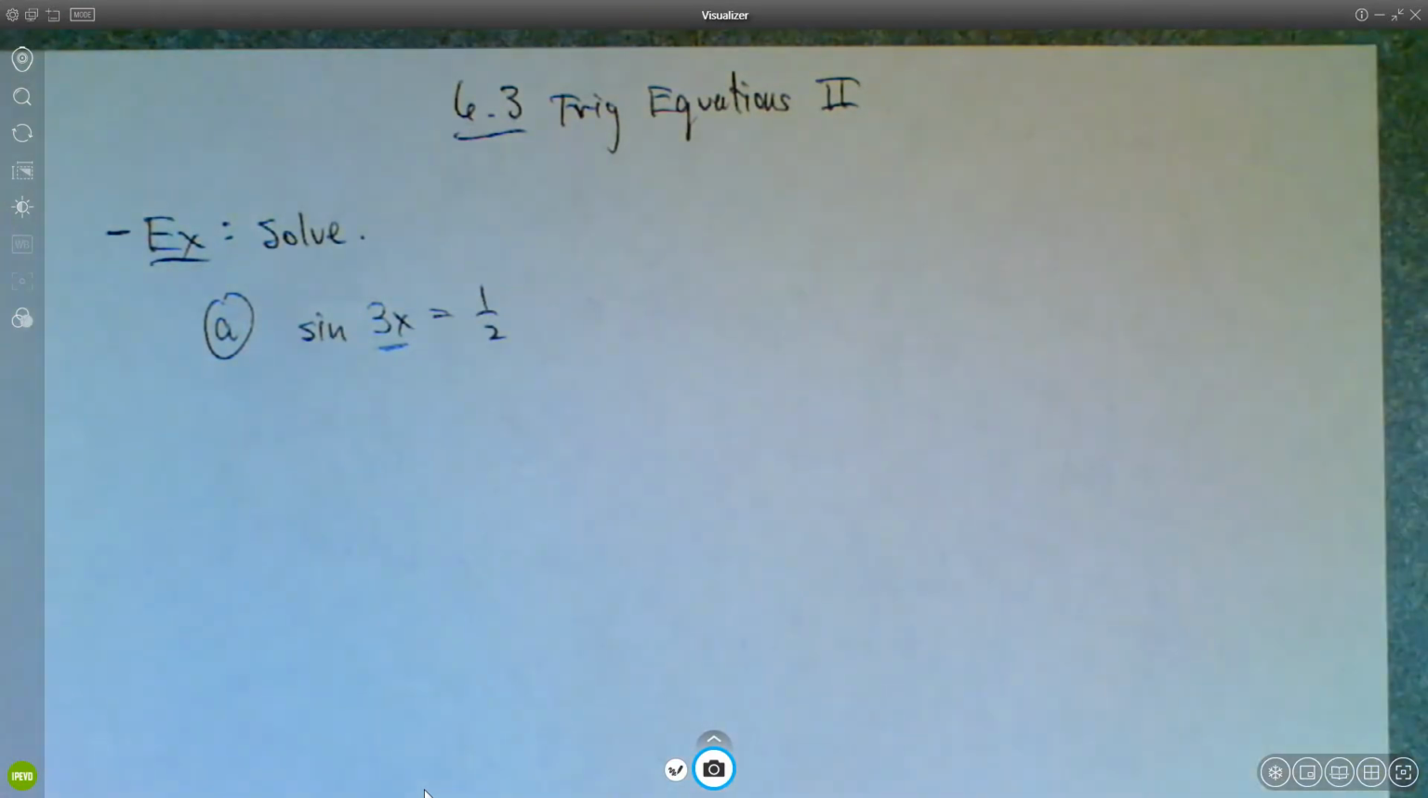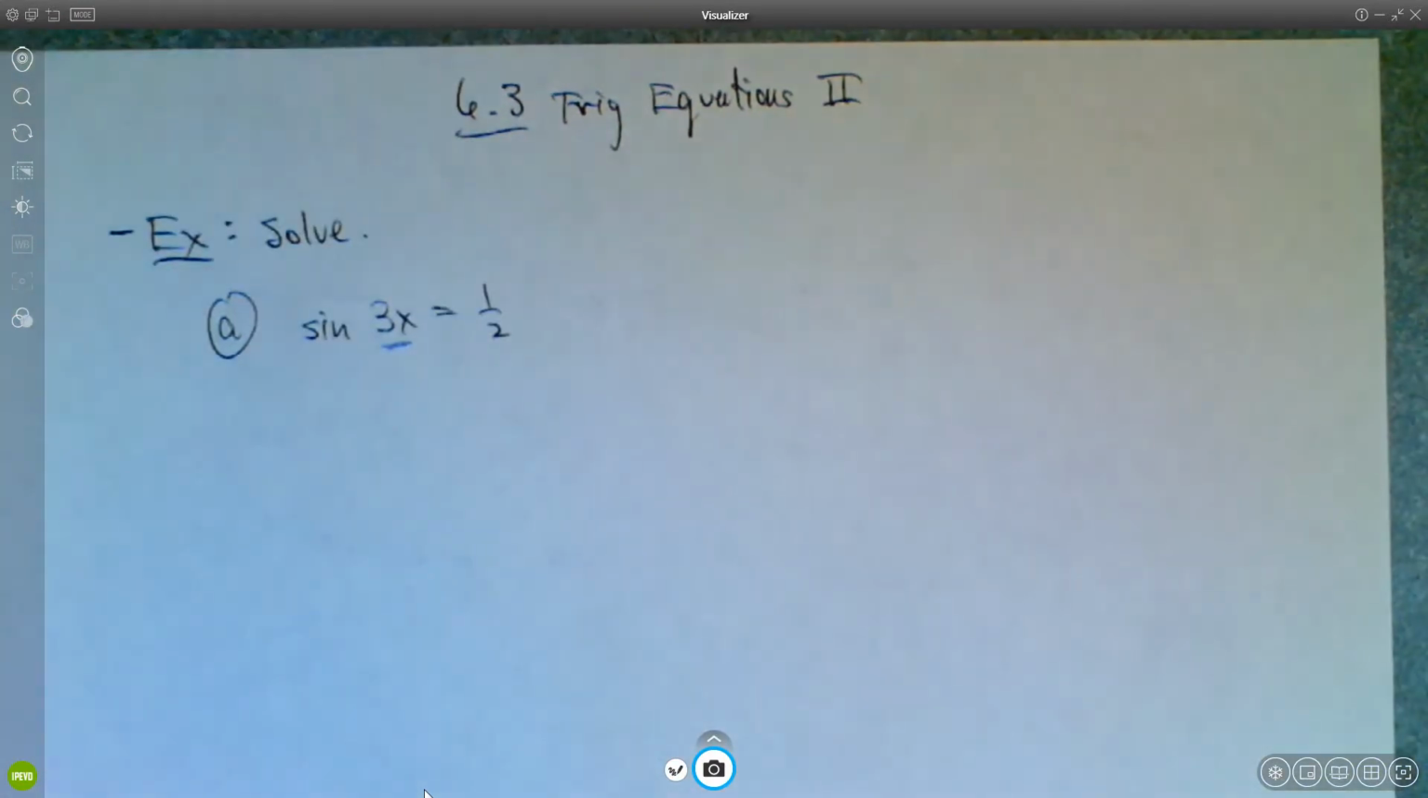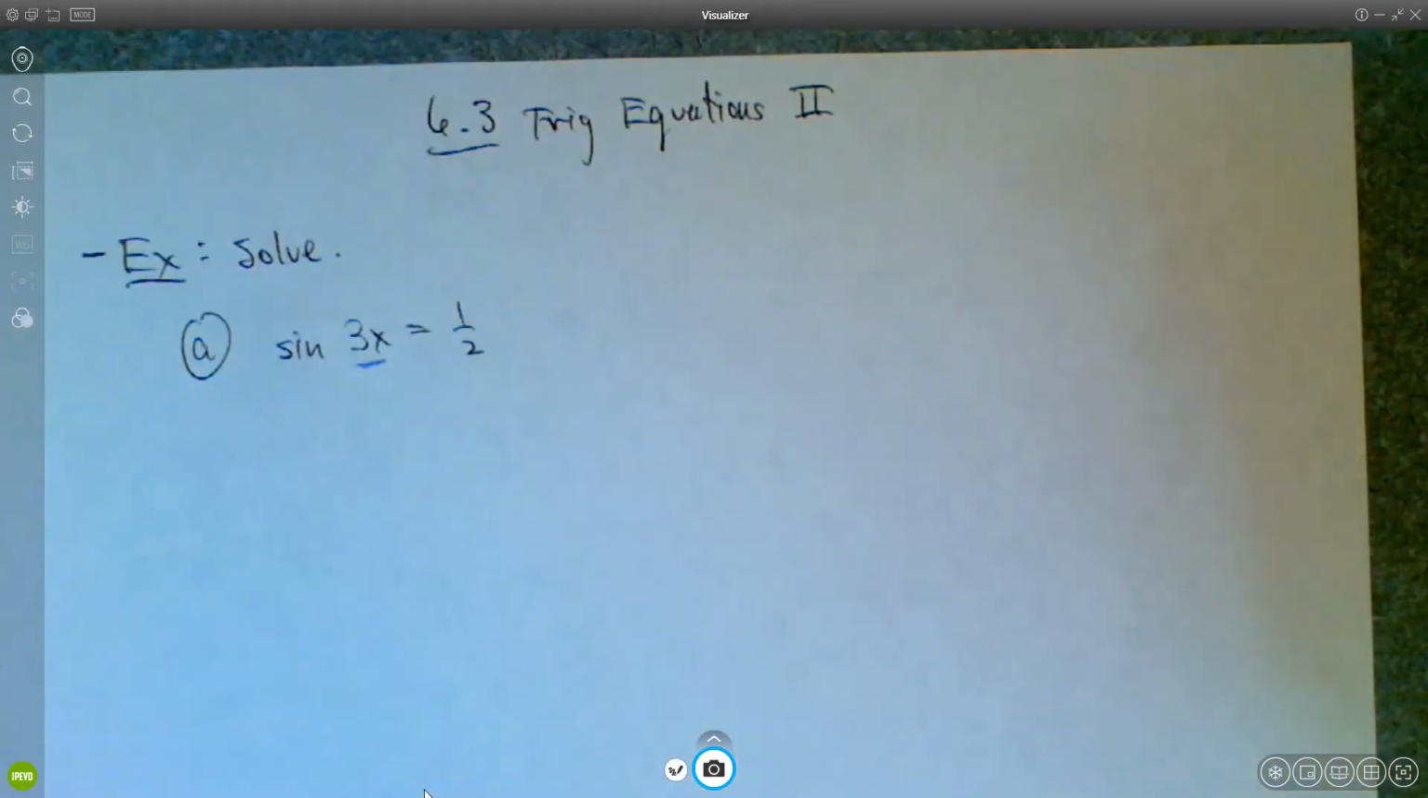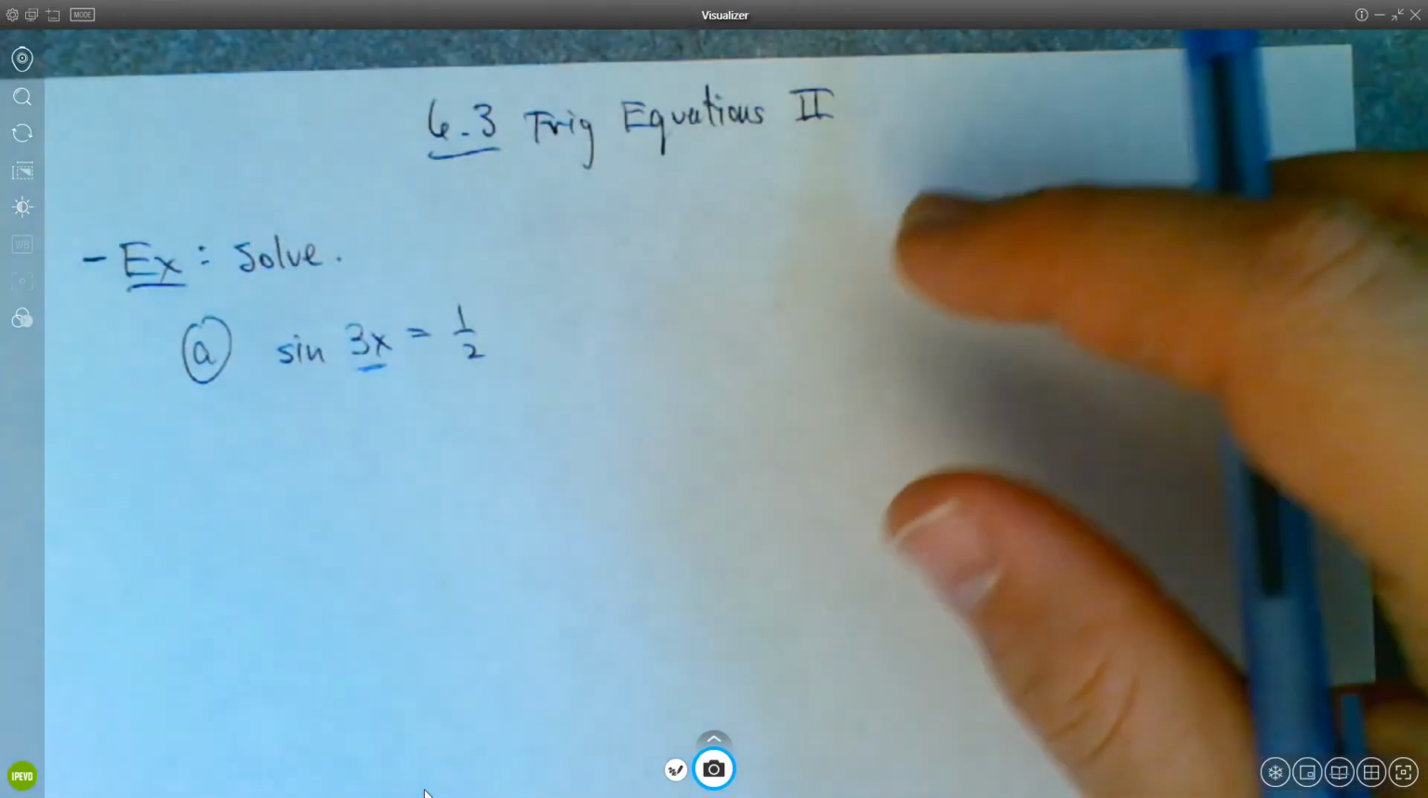So there's really nothing new here strategy-wise. We're just going to apply the same stuff that we did in 6.2, but now we have this extra little bit of stuff to take care of. It's really not that complicated.